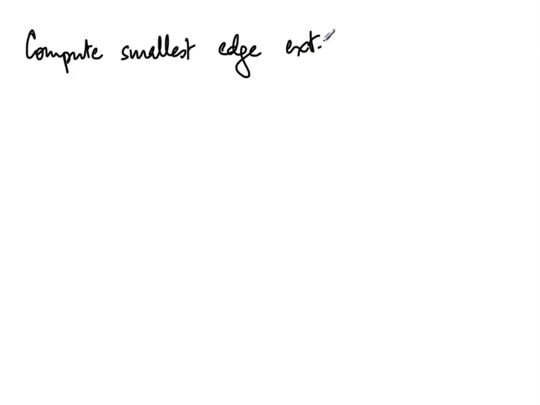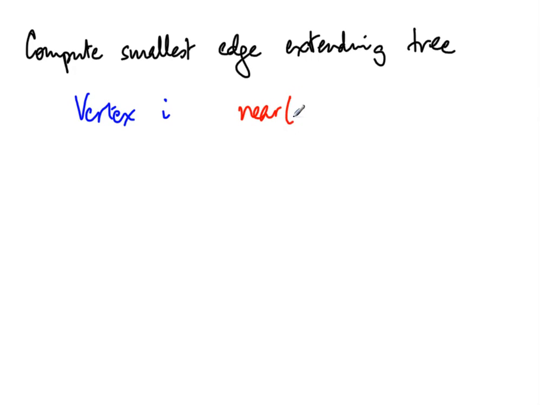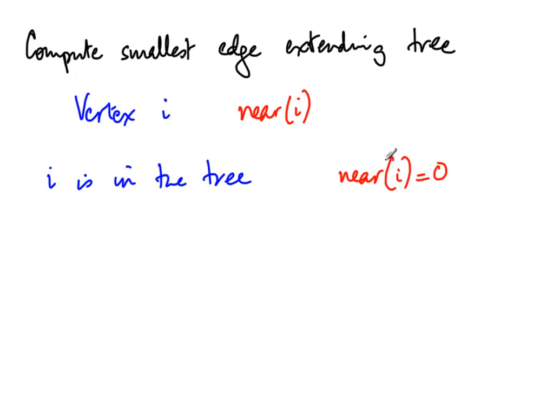So to implement Prim's algorithm effectively, we need to be able to compute the smallest edge extending the tree. So the way we will do this is the following. For every vertex I, we will maintain a quantity which we will call near of I. Now there are two possibilities. If I is in the tree already, then we are not interested in adding it. So we will just put near of I to some dummy value, let us say 0. So near of I is supposed to be another vertex.